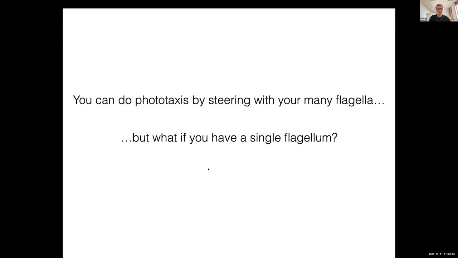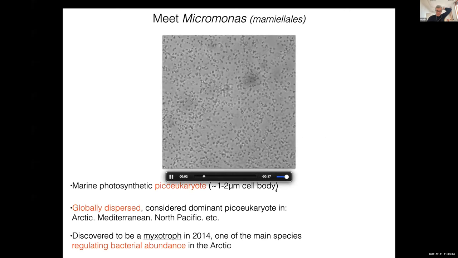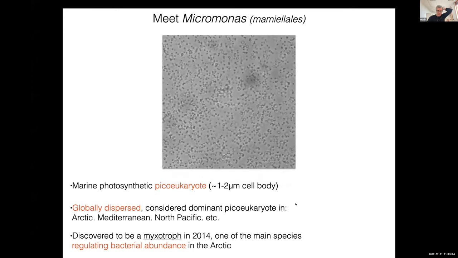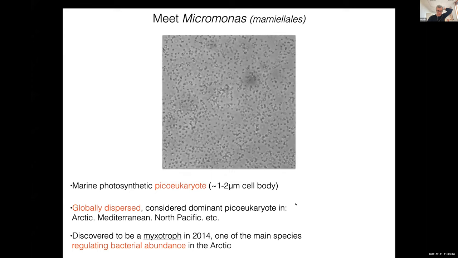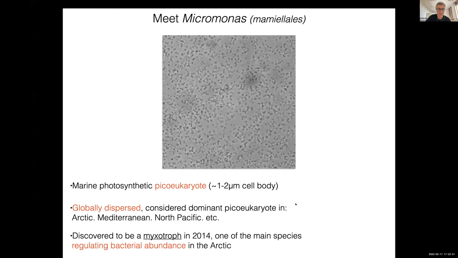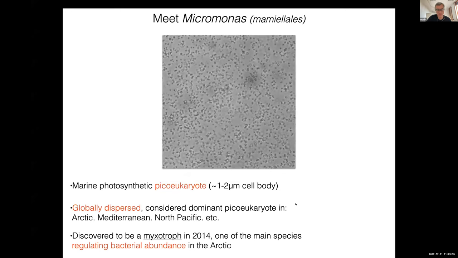Okay, so now we switch gears and go to Micromonas, because Micromonas is intriguing: it manages to do phototaxis, but it only has one flagellum, not two. So how does it manage to do phototaxis? Micromonas is a pico-eukaryote, so it's as big as a bacterium. It's an interesting species from an ecological perspective, because it's considered the dominant pico-eukaryote across many seas in the world.